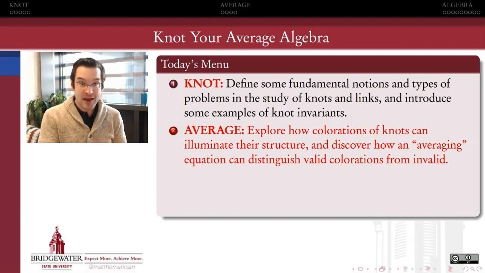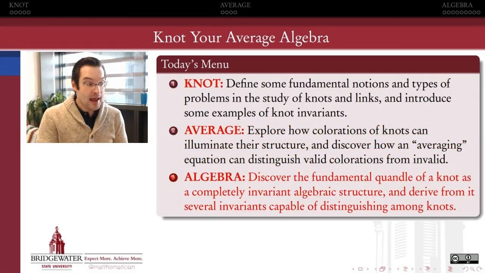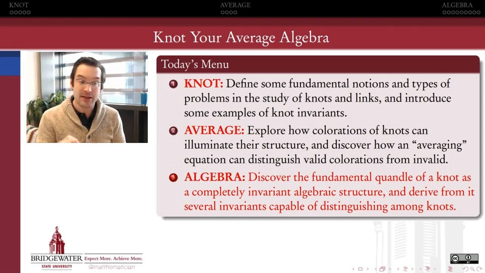are not valid. And finally, we move from the word average to the word algebra, and think about how algebraic structures, in particular the structure that we call a quandle, not only illuminate the structure of a knot, but in fact encode the entirety of the structure of a knot as a completely invariant algebraic structure. And we'll see how we can derive from the fundamental quandle of a knot other algebraic invariants that are very powerful, though not necessarily all powerful, in distinguishing among knots.